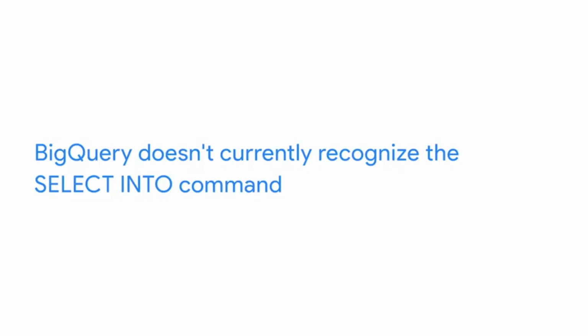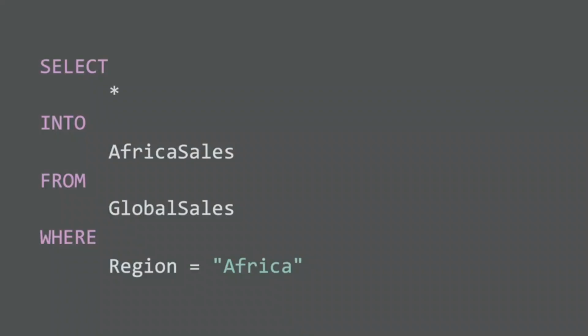with a where clause. So far, we've been using BigQuery to show you how SQL works, but BigQuery doesn't currently recognize the select into command. Instead, here's an example of how a select into statement might look in another RDBMS. In this statement, a new table named Africa Sales is created using the data from the global sales database about the African region. Using select into is a good practice when you want to keep the database uncluttered and you don't need other people using the table.